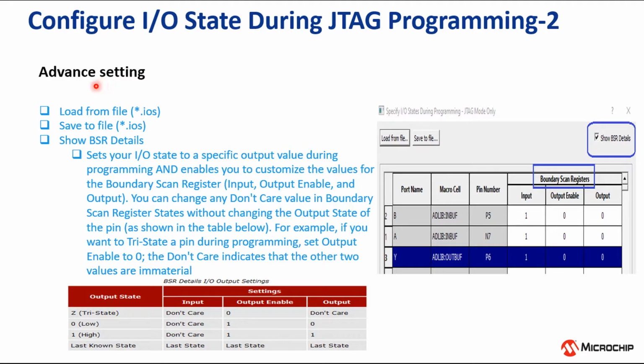You can load a previously used IO setting into the project or save your current IO setting into a file for future usage. You can also set boundary scan cell registers individually by clicking on Show BSR details on the right side of the GUI. For example, if you want to tri-state a pin during programming, set the output enable register to 0. Values in the other two registers are don't care.